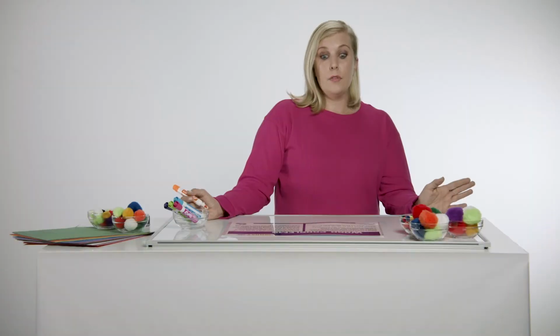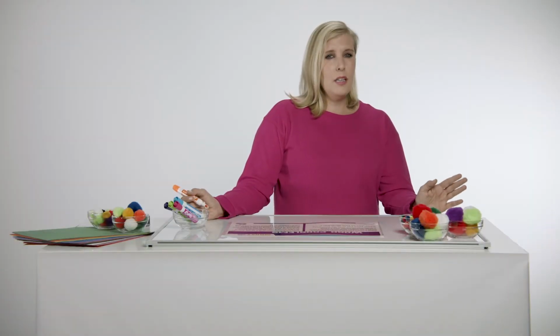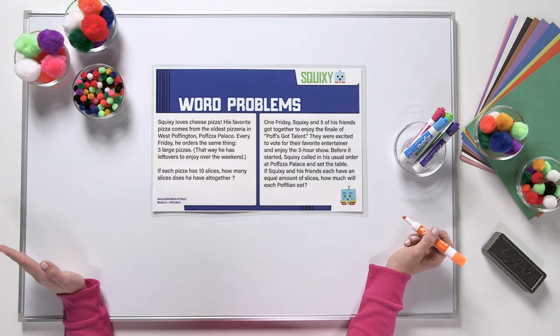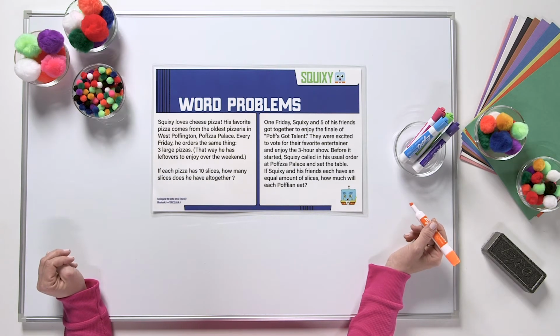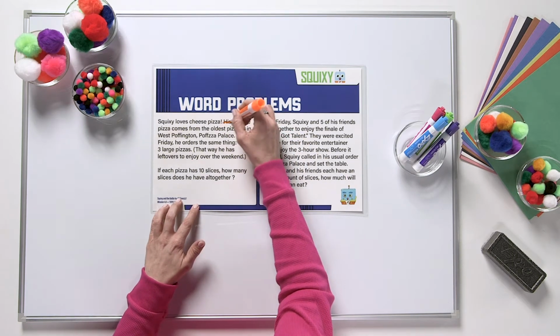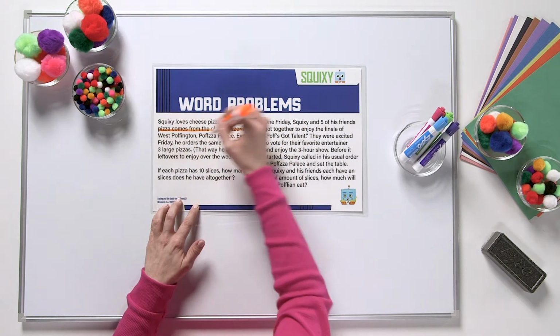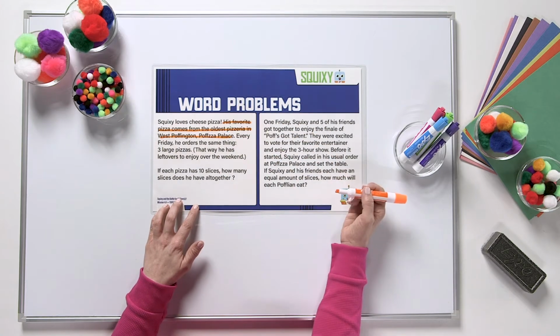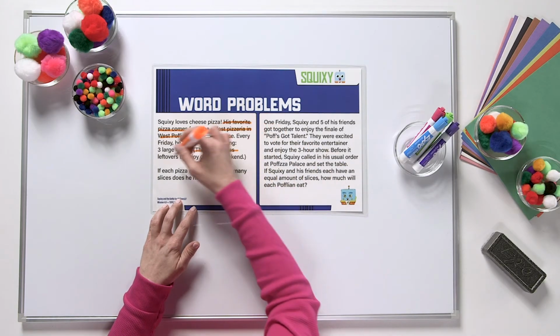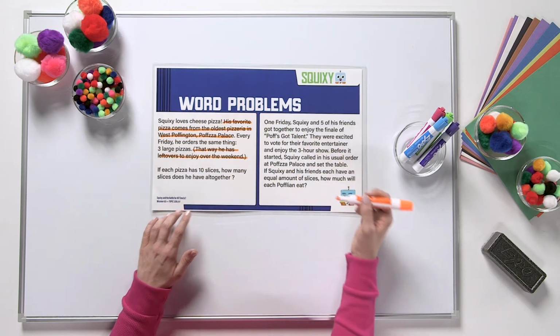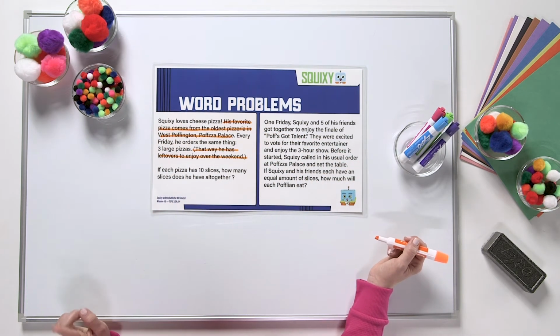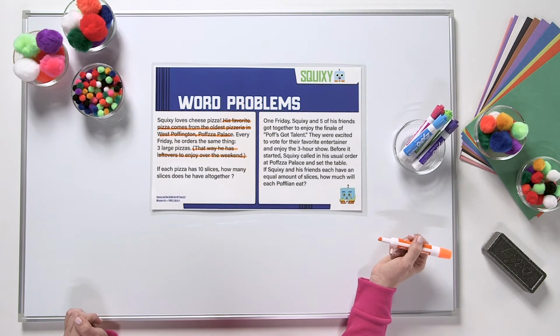That's a lot of information. Let's see if we can eliminate some parts. His favorite pizza comes from the oldest pizzeria. That's not really helpful to the question. I'm gonna cross it out. I need to know how much pizza he orders every Friday, but I don't need to know that he has leftovers every weekend. Let's cross that out. That's much better. Now I know how many pizzas he orders and how many slices are on each pizza.